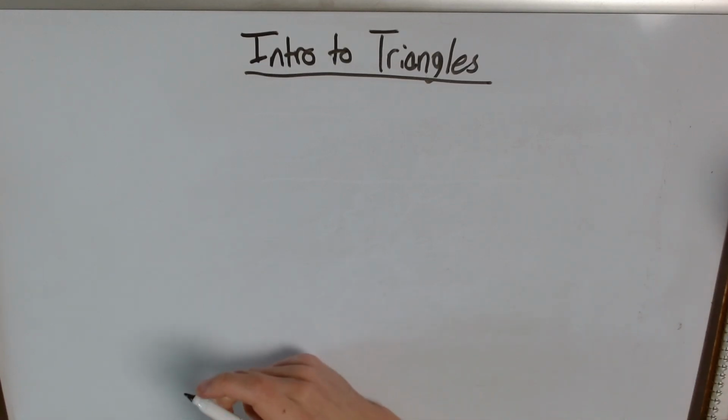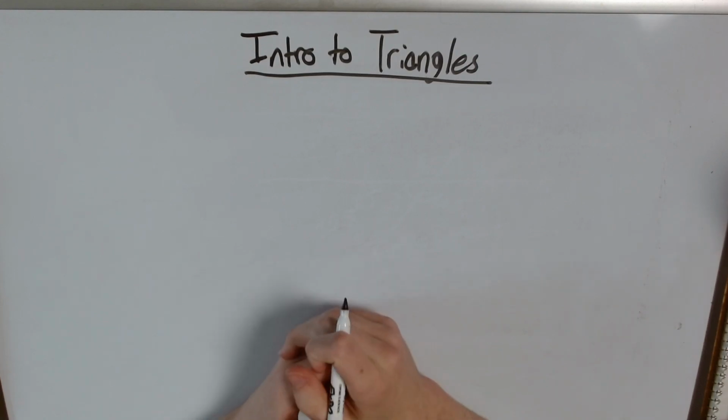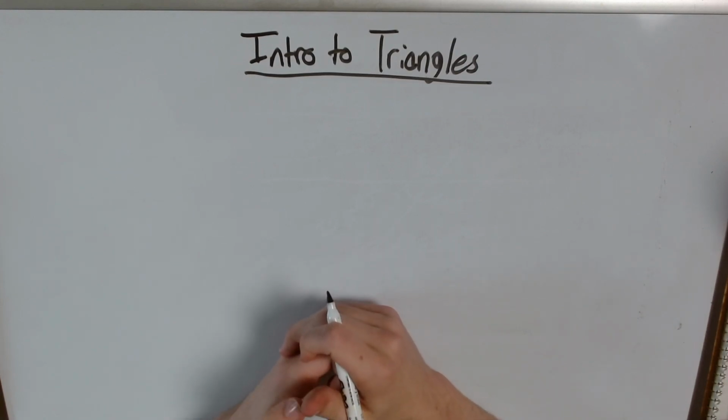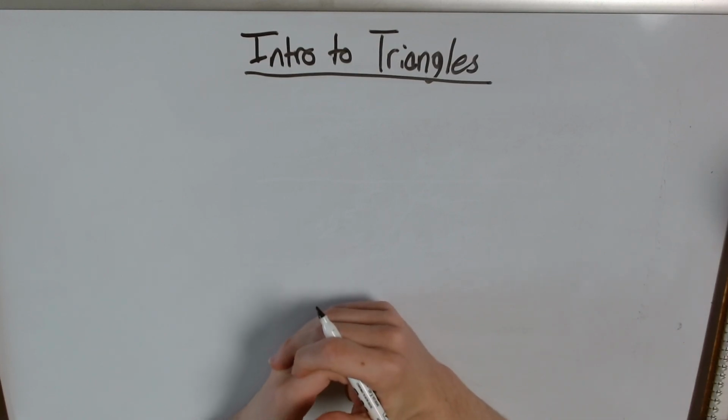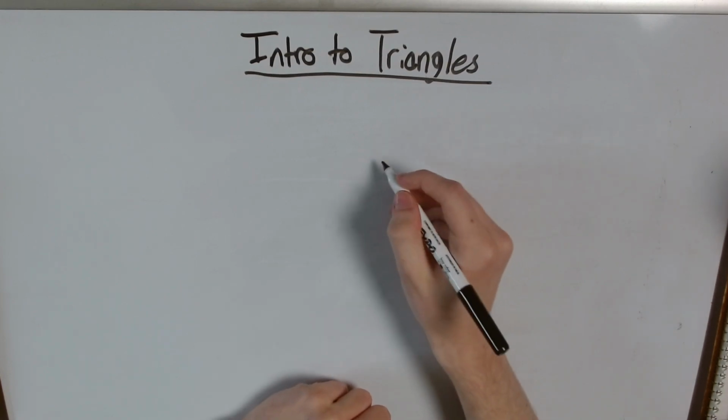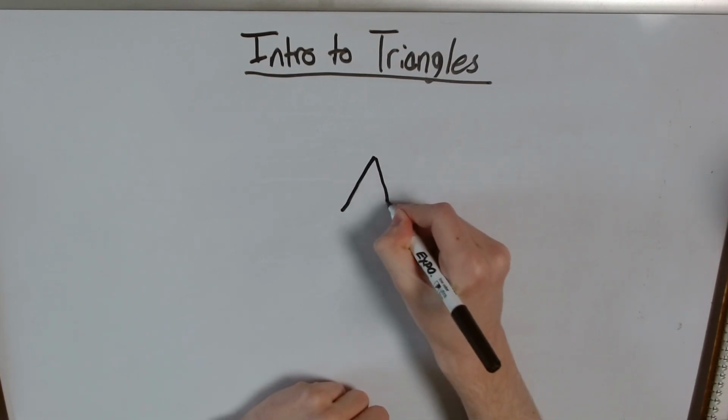Hi, today we're going to talk about triangles, introducing a whole other shape to our arsenal. Now, triangles are one of the simplest shapes. They consist of three line segments joined together. And of course, you've already seen the typical triangle. Looks a lot like this.